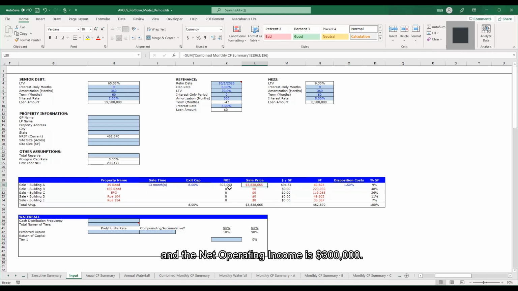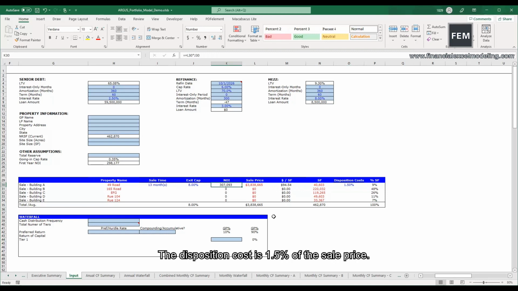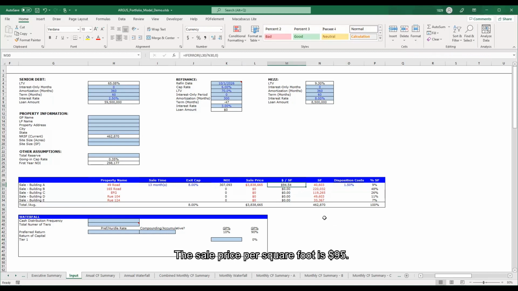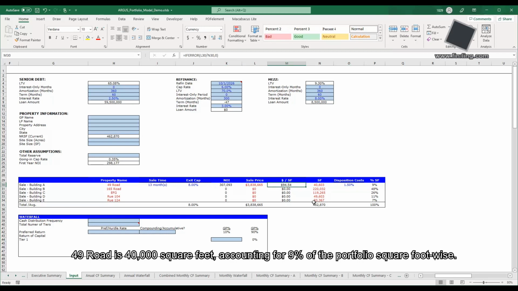And the net operating income is $300,000. The disposition cost is 1.5% of the sale price. I can see a couple more metrics. The sale price per square foot is $95. 49 Road is 40,000 square feet, accounting for 9% of the portfolio square foot wise.